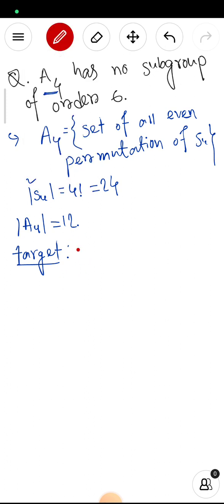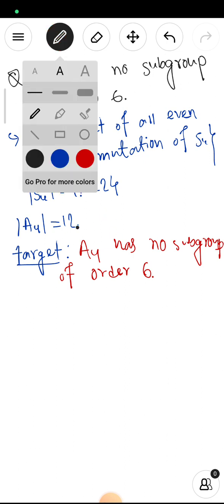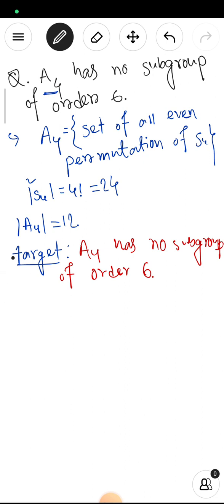So our target to prove is: A4 has no subgroup of order 6. We prove this by the contradiction method. So firstly we assume that A4 has a subgroup of order 6. We assume this and we see what will be the contradiction.